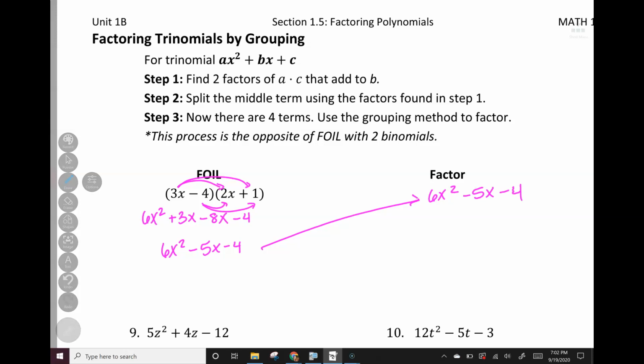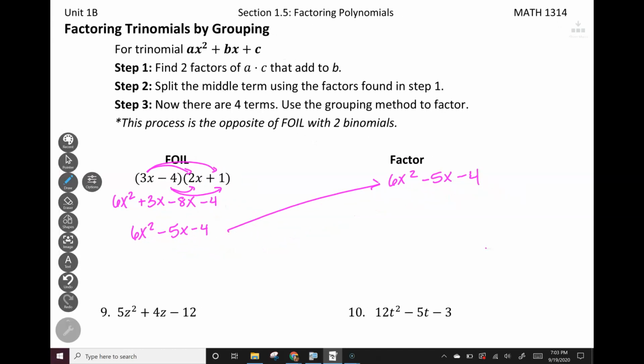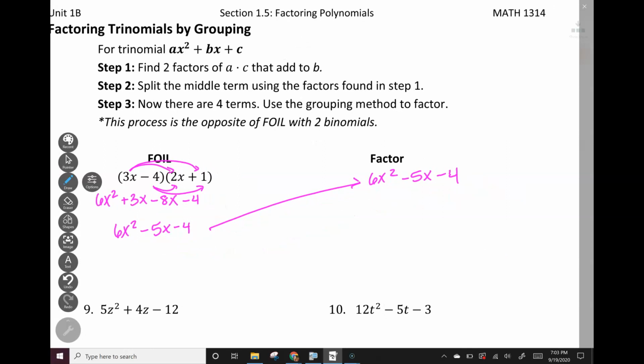So step 1, find 2 factors of a times c. Yesterday it was factors of just c, but this time we have a times c that add to b. So factors of AC, a times c on this problem is negative 24. So that's 6 times negative 4. If you're wondering where that comes from later on, it's our a times c.